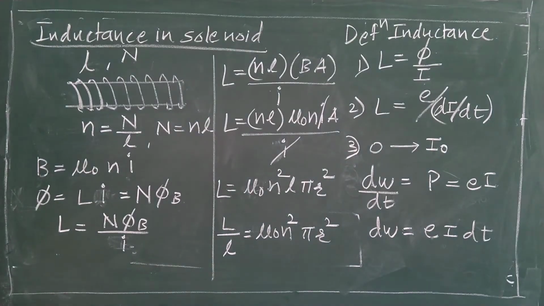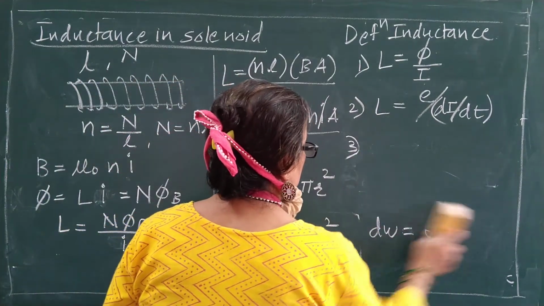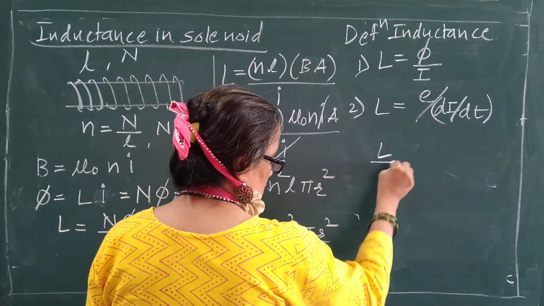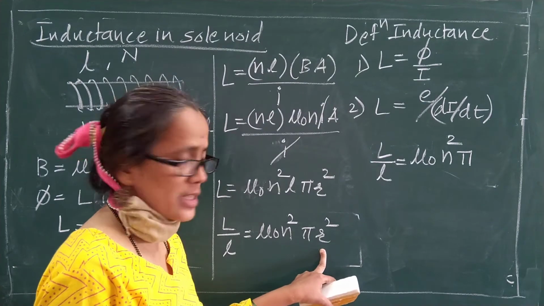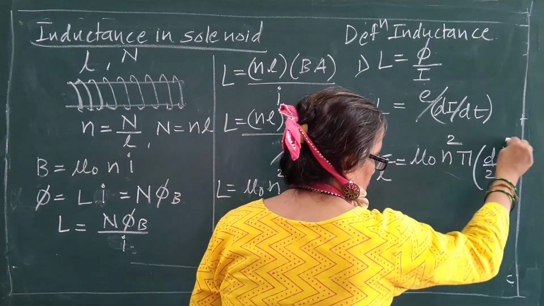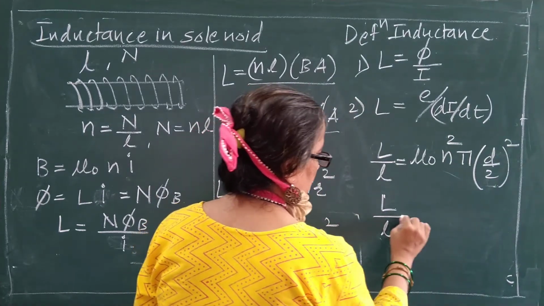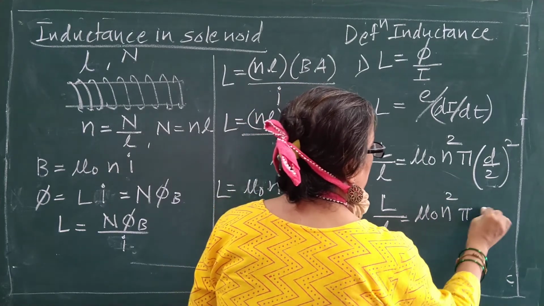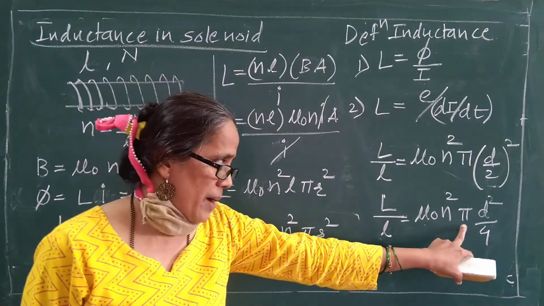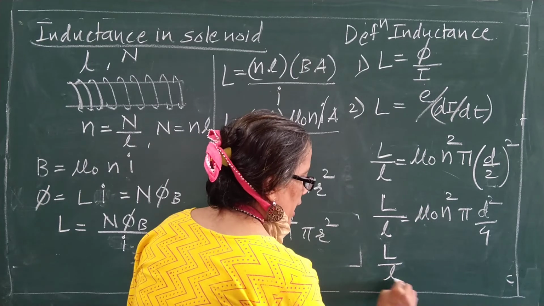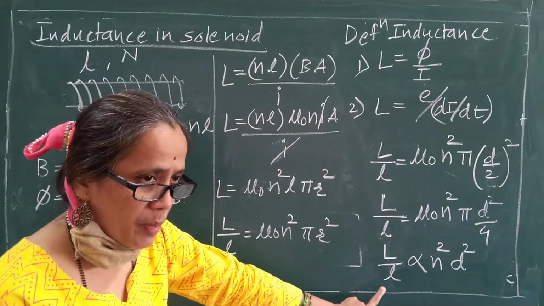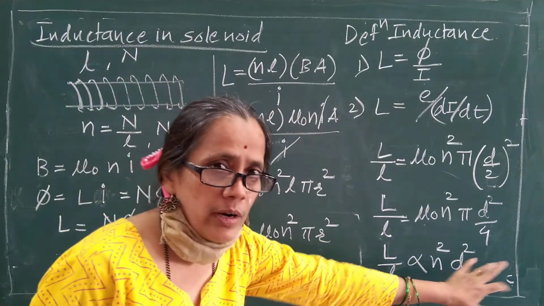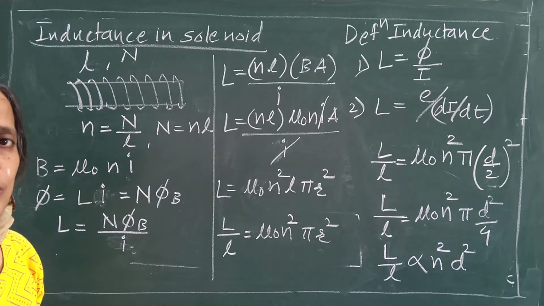This is the first formula. And the second formula for inductance, I am going to write down as: inductance per unit length inside the solenoid is mu0 n square pi. Instead of radius, I can substitute the diameter, so d by 2 bracket square. So the final value we will get: inductance per unit length is equal to mu0 n square pi d square by 4. Mu0 is constant, pi is constant, 4 is constant. Means L by l is directly proportional to n square, directly proportional to the square of diameter. Means inductance per unit length of a solenoid is totally dependent on dimensions, that is number of turns and the radius of the solenoid.